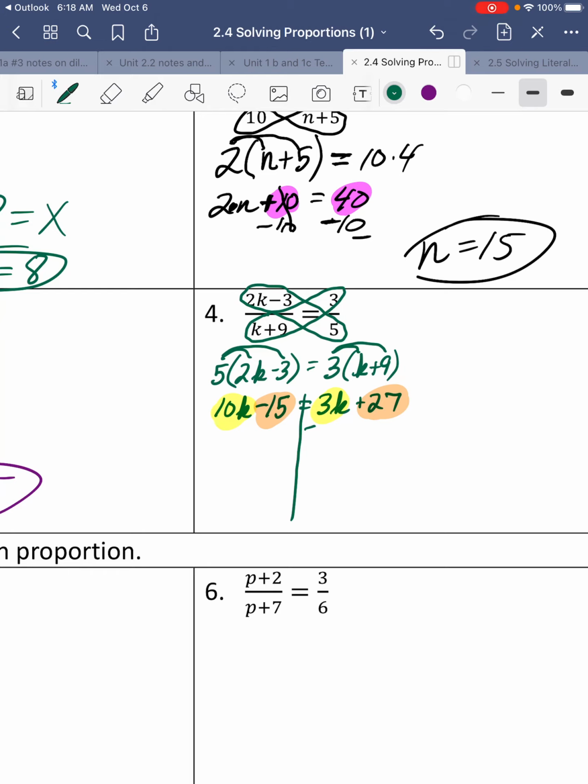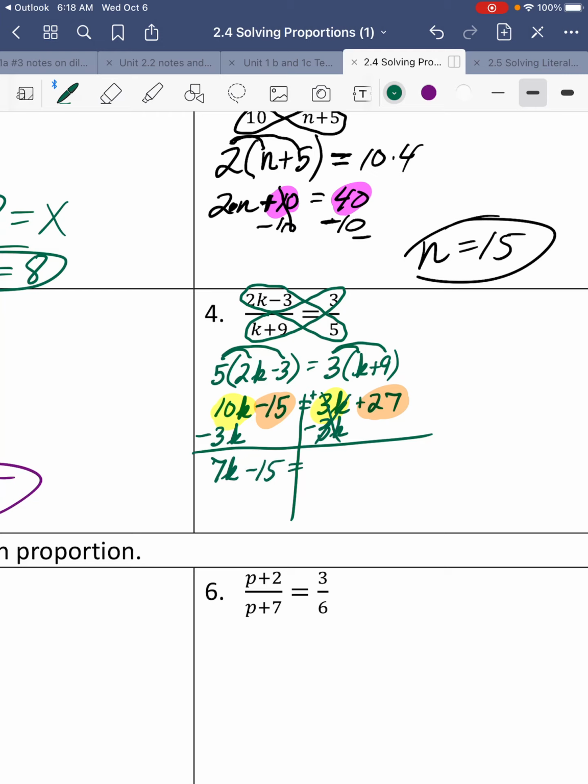Typically, I'll try to make the k's positive. It doesn't really matter. 3k, this is a positive 3k, so when we're going across the equal sign, we're moving it to the other side of the equal sign. We always got to do the opposite operation. So subtract 3k. If we have 10k's and we subtract 3k's, we have 7k's left.